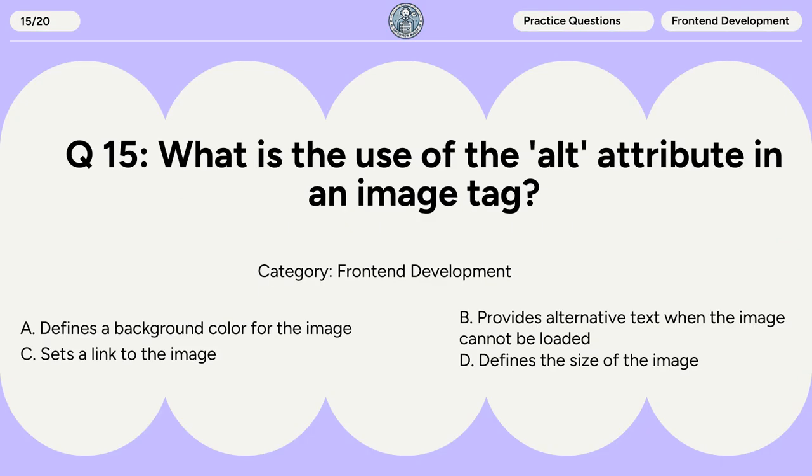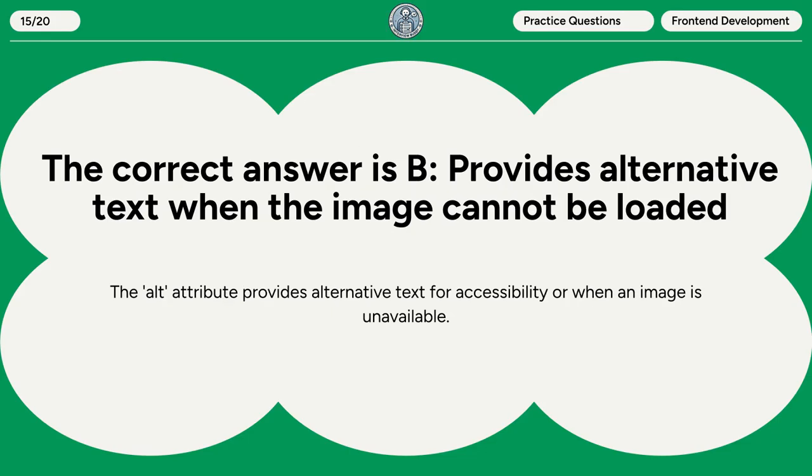Question 15. What is the use of the alt attribute in an image tag? A. Defines a background color for the image. B. Provides alternative text when the image cannot be loaded. C. Sets a link to the image. D. Defines the size of the image. The correct answer is B. Provides alternative text when the image cannot be loaded. The alt attribute provides alternative text for accessibility or when an image is unavailable.